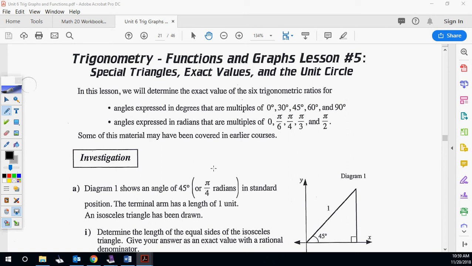Lesson 5. Might be part 1. We'll see if we break it into 2 parts or not. But all right, in this lesson, we're going to determine the exact values of the 6 trig ratios for these specific locations in the unit circle: 0, 30, 45, 60, and 90.